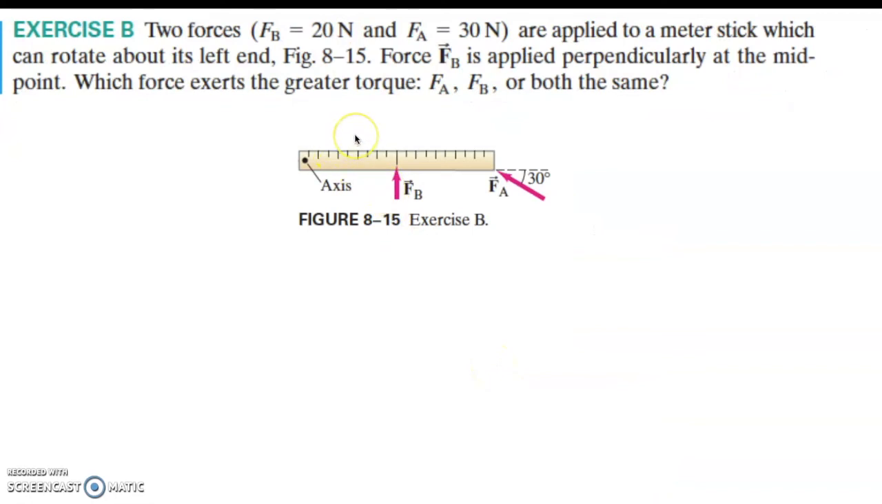And then the more common torque problem would be something like this. Two forces, 20 newtons and then 30 newtons at an angle, are applied to a meter stick, which can rotate about the left end. So here's our axis of rotation. Force B is applied perpendicularly at the midpoint. Which force exerts the greater torque, A or B, or both the same? Do it now.